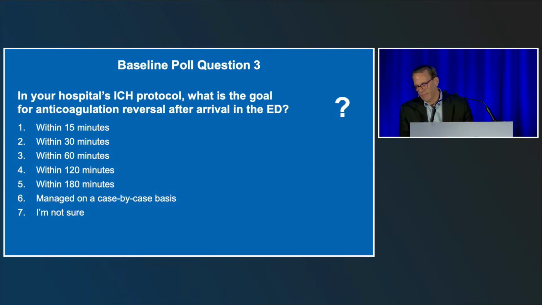Poll question 3. In your hospital's ICH protocol, what is the goal for anticoagulation reversal after arrival in the ED? I have my own thoughts about this, but pick the time interval you think is a reasonable goal at your center, and you know, case by case, and I'm not sure. Similar answers.